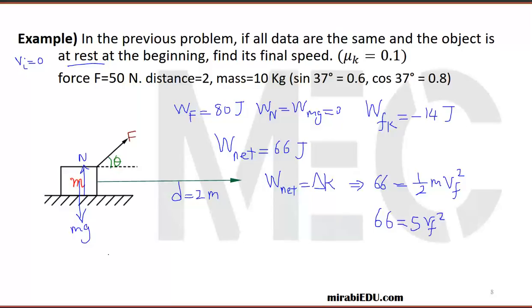So 66 over 5 will be Vf squared. If we multiply both sides by 2, I'll get 132 divided by 10, which is 13.2, and therefore the final speed will be found to be the square root of 13.2.